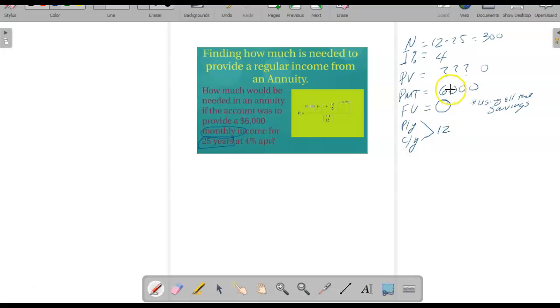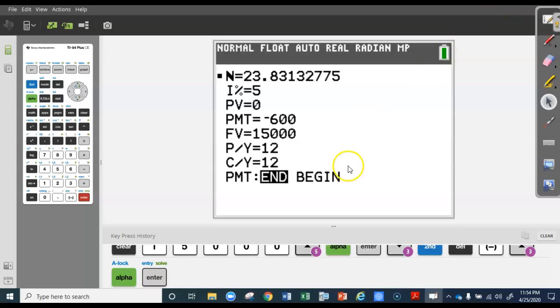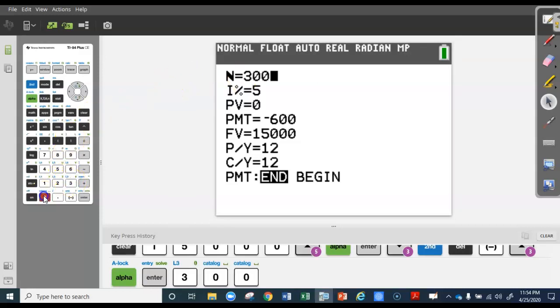Now this is something else. Since this money is ours to begin with, we're going to be taking it out, so we'll need to put a negative in there for the 6,000 on that one also. So let's go ahead and look at our TVM solver again. Same solver. Now remember, we had 12 times 25, that was 300. So I'll put in 300.